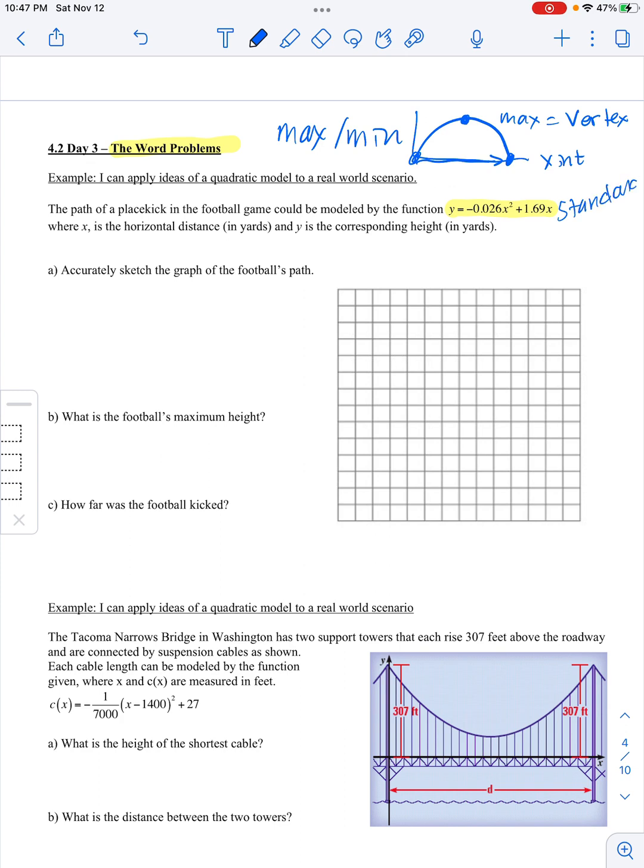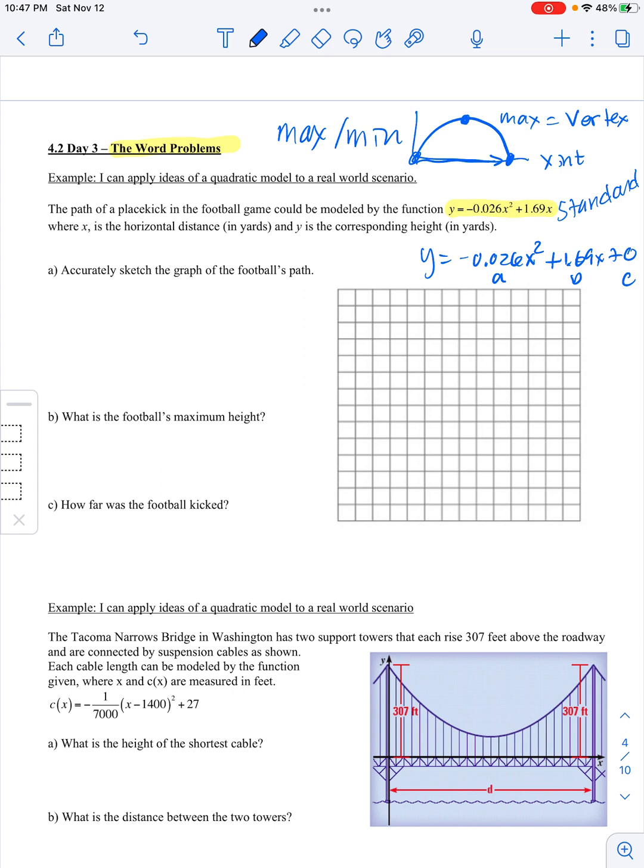Now, it might look kind of weird because it only has two parts, but that is just telling you that it's the same as having y equals negative 0.026x squared, so this is my a value, plus 1.69x, that's my b value, and then plus 0, so that's my c value.